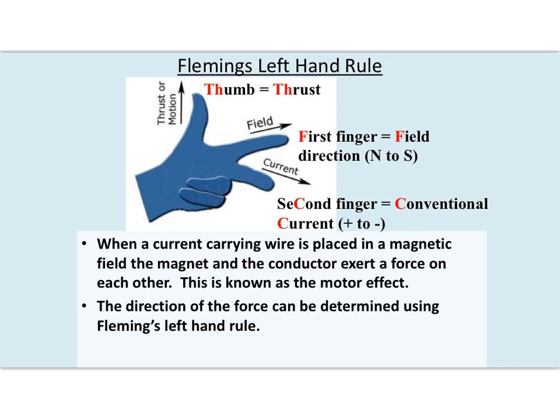So usually you'll be given the direction of the magnetic field, so you'll be given a south pole, and you point your first finger towards the south pole. And you would then point your second finger towards the negative terminal, and that will give you the direction the force will be travelling in. A key thing, again, with the motor effect, is when a current carrying wire is placed in a magnetic field, the magnet and the conductor exert a force on each other, and the direction of that force, as we've said already, can be determined using Fleming's left-hand rule.